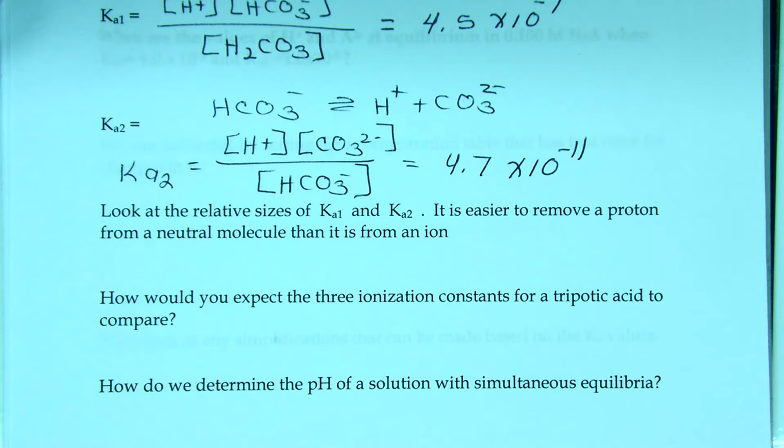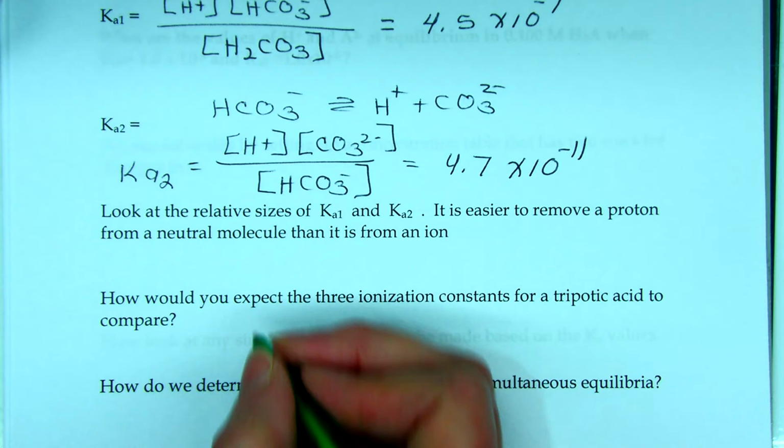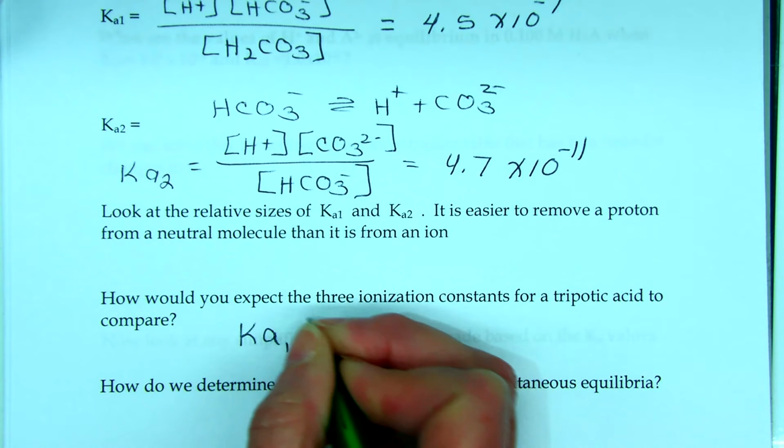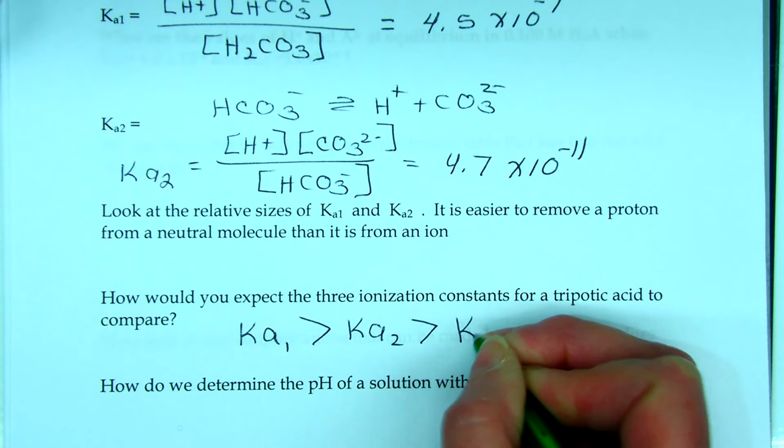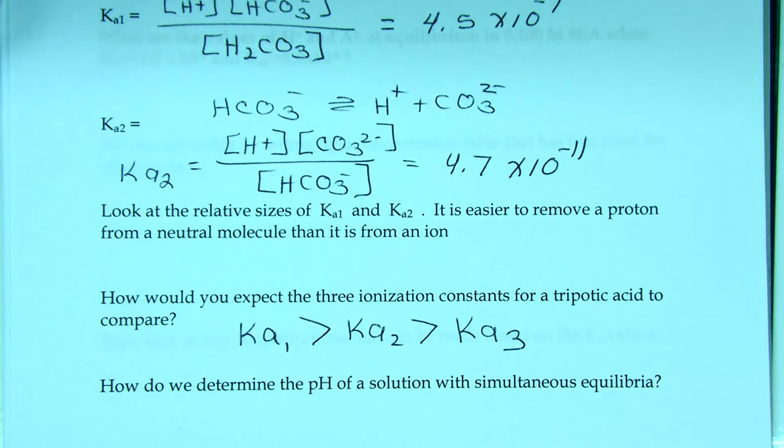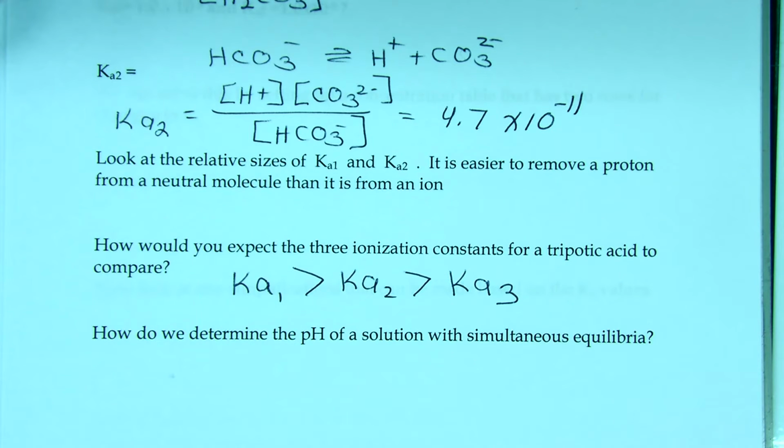So, how would you expect the three ionization constants for a triprotic acid to compare in magnitude? Which would be the biggest? The first. So Ka1 would be bigger than Ka2, would be bigger than Ka3. So now we say, well, how do we determine the pH of a solution that has simultaneous equilibria? Well, we have to set up simultaneous equilibria.